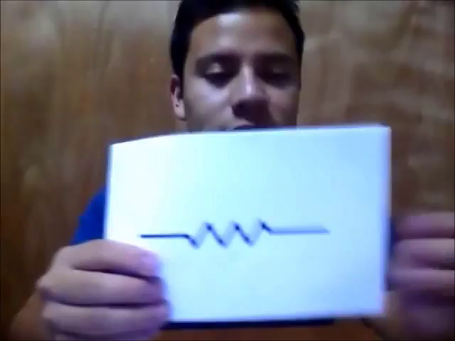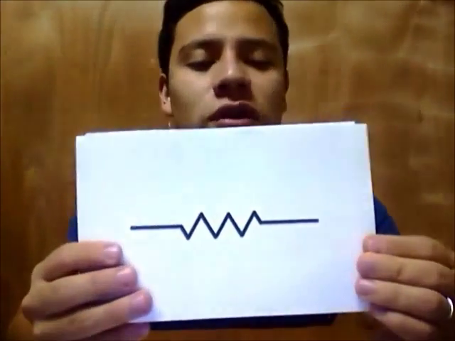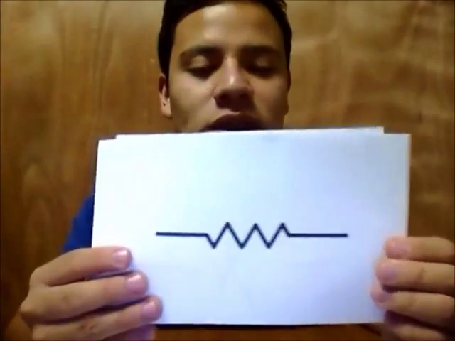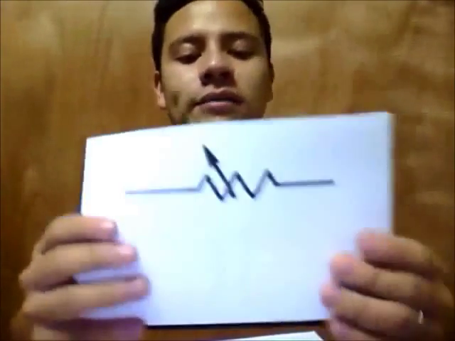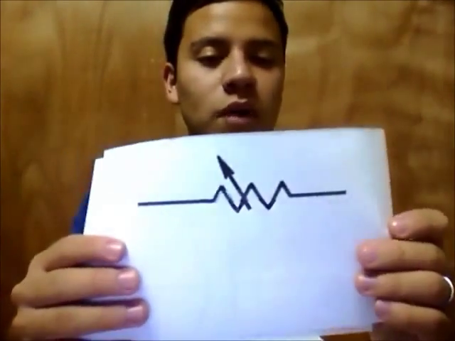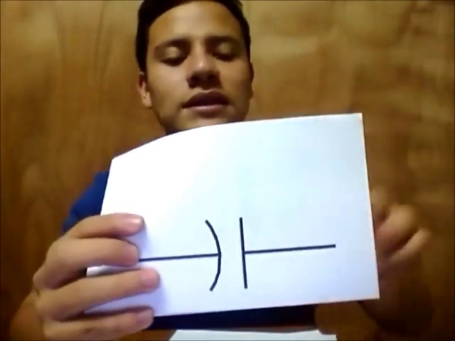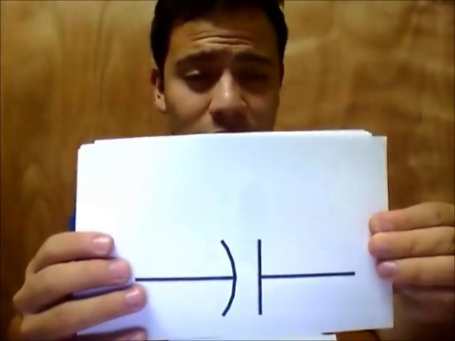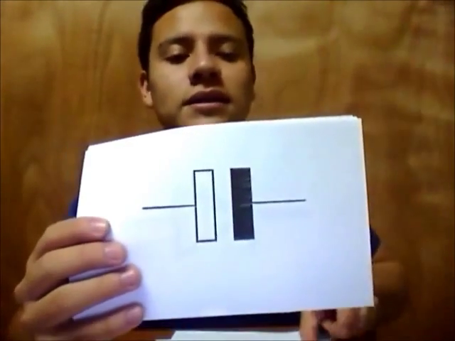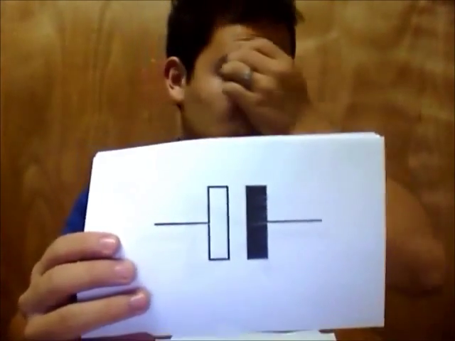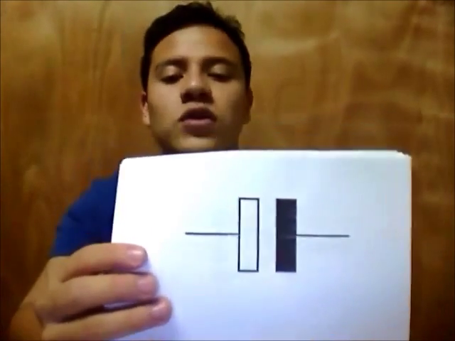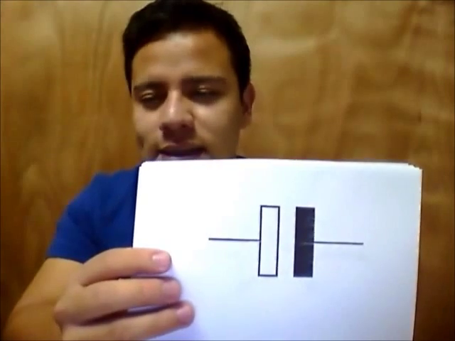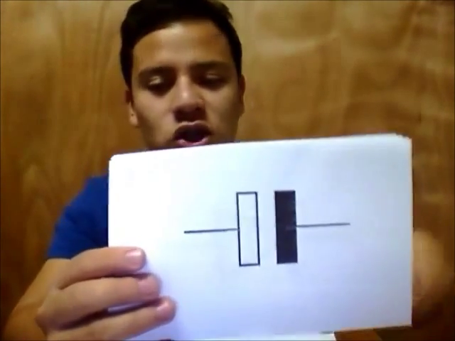So this is the symbol for a resistor, a fixed resistor. This is the symbol for a variable resistor. This is the symbol for a ceramic capacitor. This is the symbol for a normal capacitor, or as we call it here, an electrolytic capacitor.